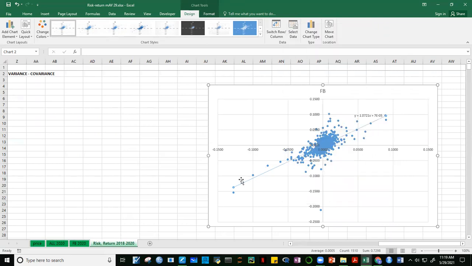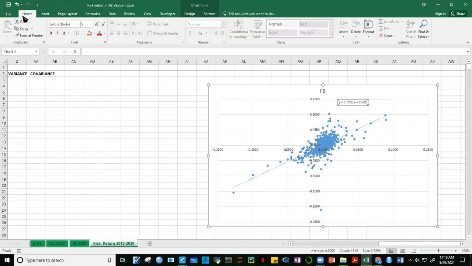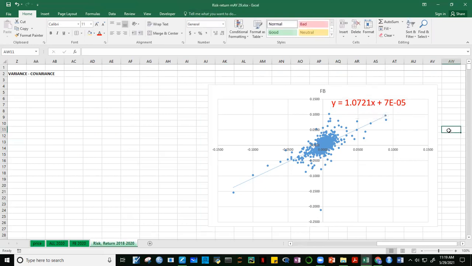Okay. So here we have this, nakita nyo itong trend line na to, no? Let's increase that size. Okay, you have an equation here. Okay, ang beta dito guys, ito, yung slope, no? Y, which is Facebook, is equal to 1.0721 times X, which is your GSPC. The slope is 1.07. Anong ibig sabihin nun? Ang ibig sabihin ng 1.072 guys, is that when the market, which is GSPC, increases by 1%, Facebook will increase by 1.072.